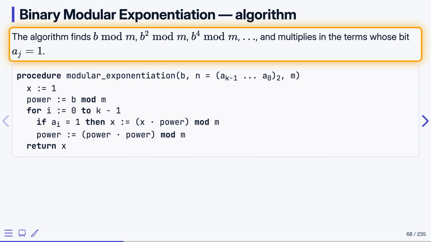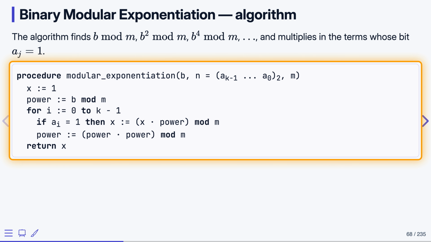This algorithm puts the idea to work, and it keeps every number small by taking mod m at each step. We keep 2 variables. The answer x starts at 1. The variable power starts at b mod m. The for loop runs over the bits of n, from bit 0 up to bit k minus 1. At each step we check the current bit, n sub i.